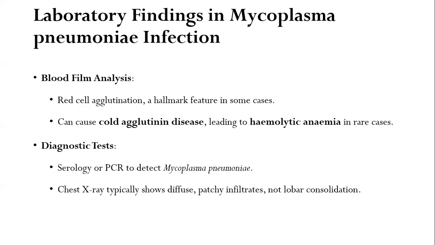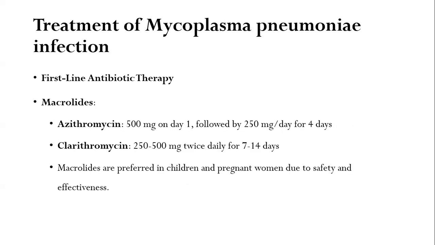The diagnostic test for Mycoplasma pneumoniae is again serology or PCR. The chest X-ray typically shows diffuse patchy infiltrates but not lobar consolidation. For treatment, the first line is a macrolide, that is azithromycin 500 milligram on day 1, followed by 250 milligram per day for 4 days. Other than azithromycin, we can also use clarithromycin 250 to 500 milligram twice daily for 7 to 14 days.